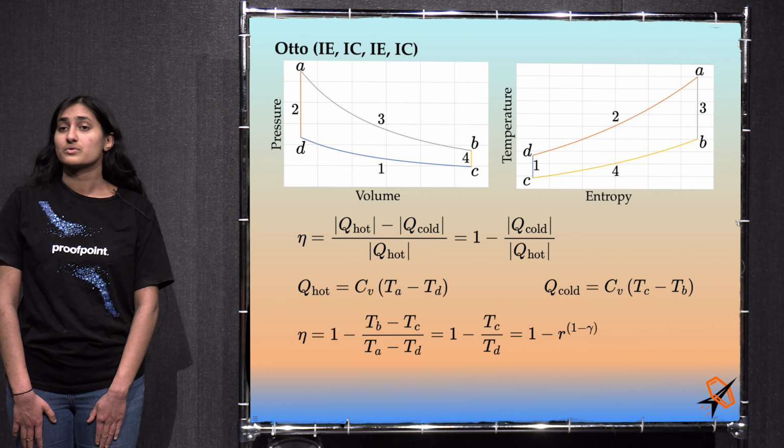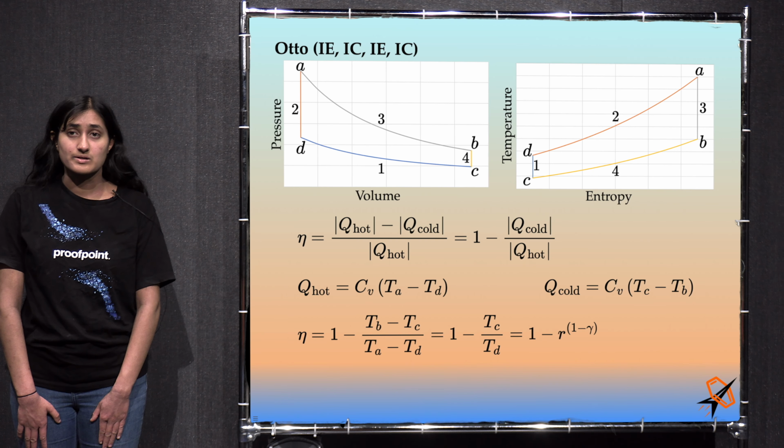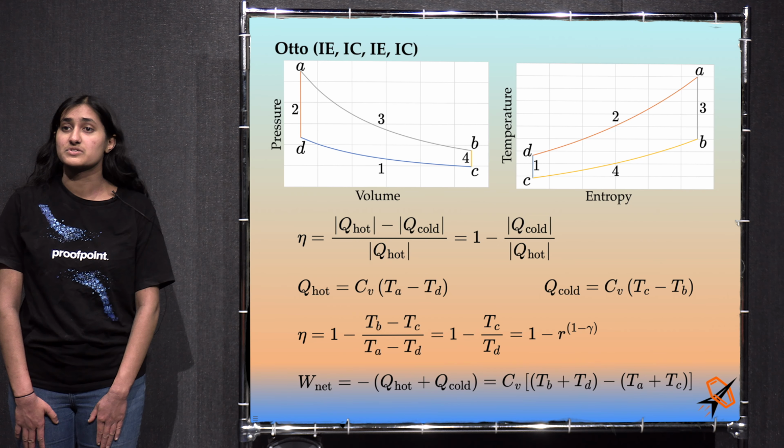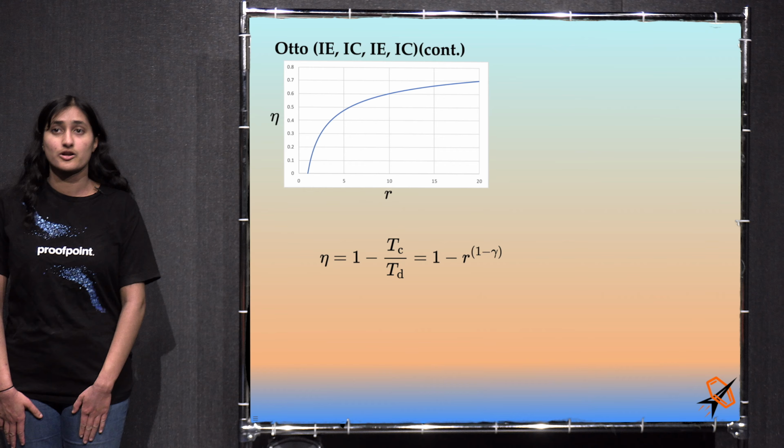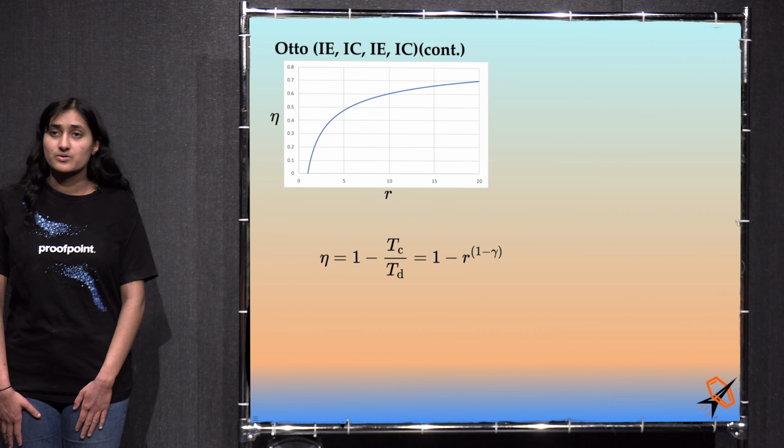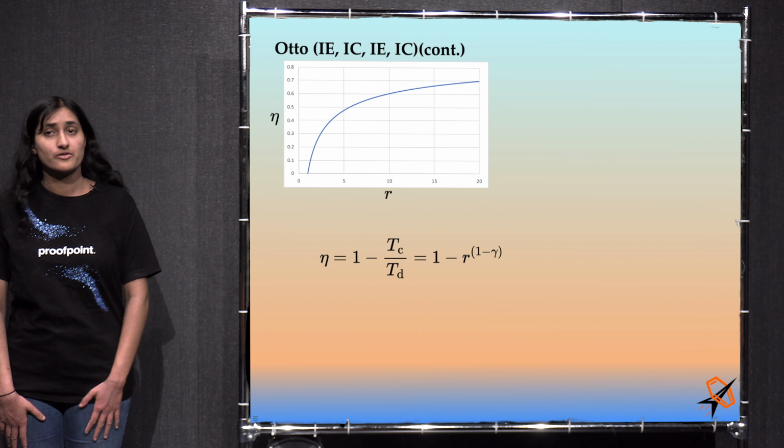Because Q plus W equals delta U equals 0 for a cycle, the net work is negative Q hot plus Q cold, or CV times TB plus TD minus TA plus TC. The effect of the compression ratio on the efficiency of an Otto engine is the same as for a Carnot engine. Race car engines have compression ratios up to 18 to 1, whereas passenger vehicles have compression ratios in the 8 to 1 to 12 to 1 range.